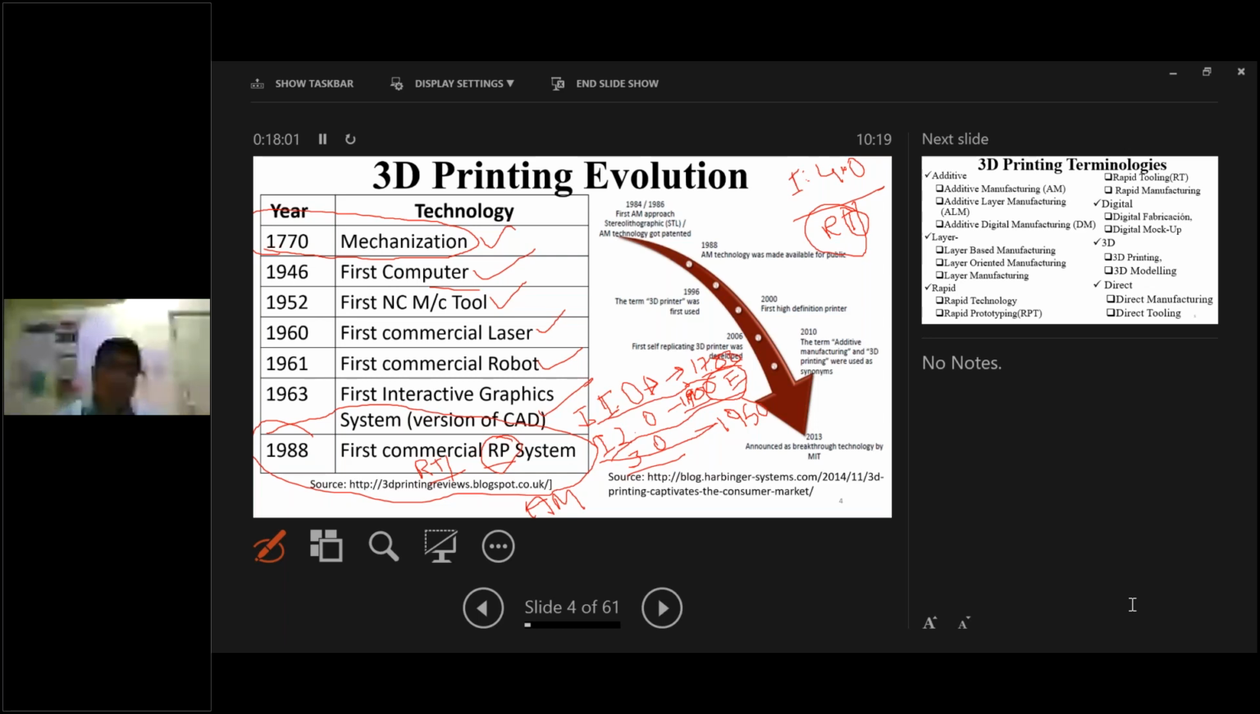Similarly, if you use the word layer, you can call it layer-based manufacturing, layer-oriented manufacturing, or layer manufacturing, because it's layer by layer. These are the different terms used. Similarly, if you use the word rapid, you can call it rapid prototyping technologies, RPT, or rapid tooling technology, rapid manufacturing. You can quickly do it.